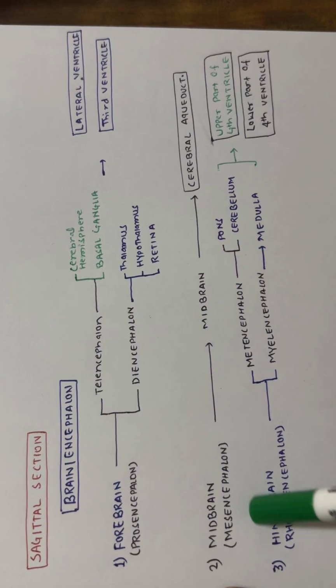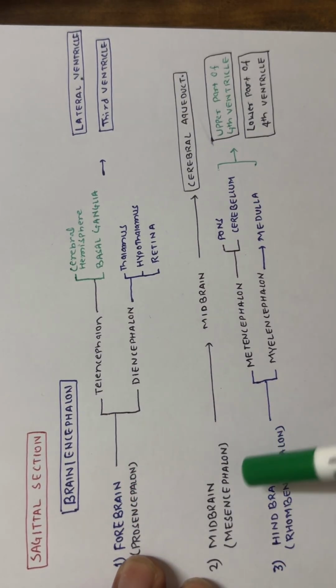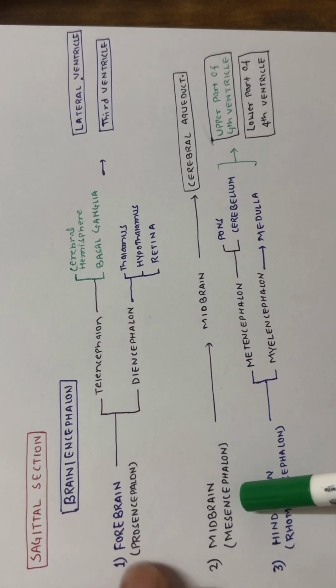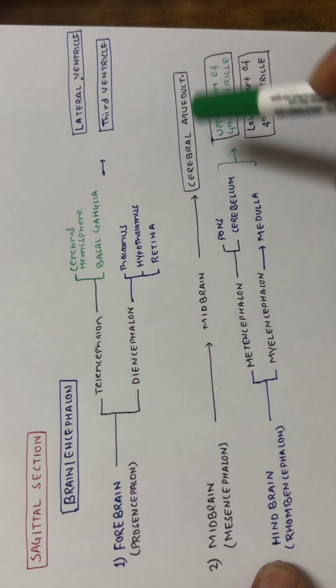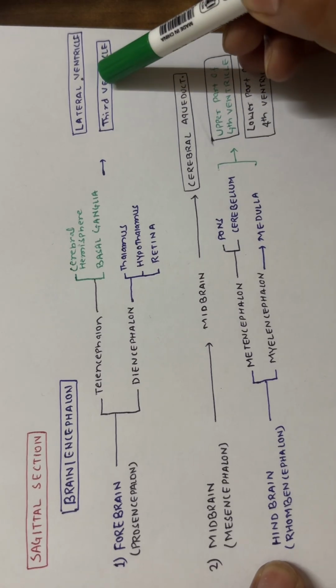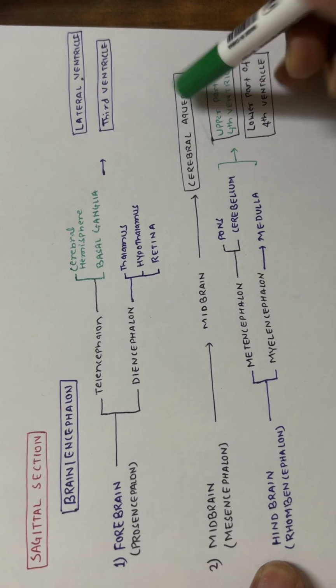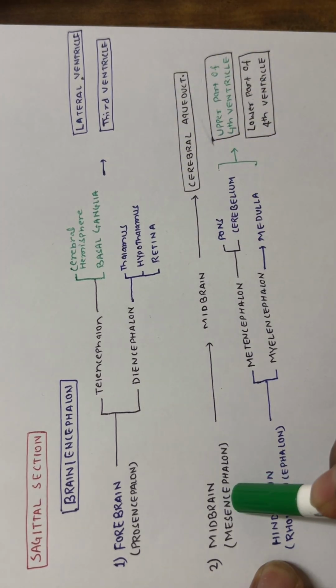Now we'll talk about midbrain and hindbrain. We have seen the forebrain and its picture. Now the midbrain is also called mesencephalon, and in the midbrain we have the cerebral aqueduct. From the third ventricle, the CSF flows to the fourth ventricle through the cerebral aqueduct. So that passage is present in the midbrain.